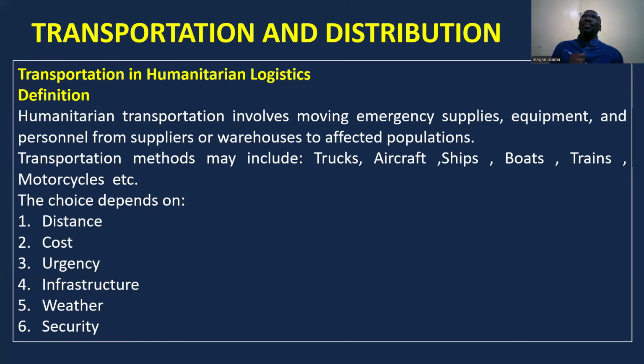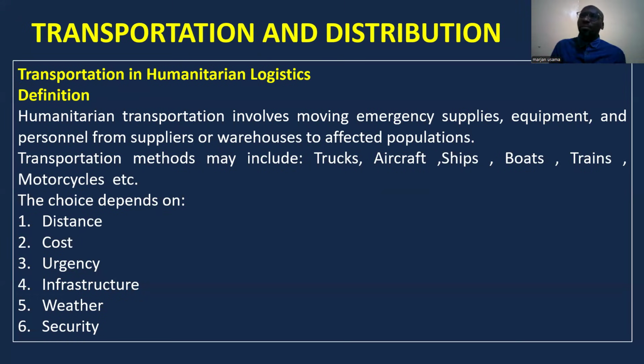Then the urgency. Urgency basically means the need. For example, there is this word, the magnitude of the disaster. So sometimes, for example, during an earthquake, we expect us to react quickly. The supplies need to arrive very fast, so we'll need an airplane. But if there is no urgency, then we can use the other means, the trucks and the trains.